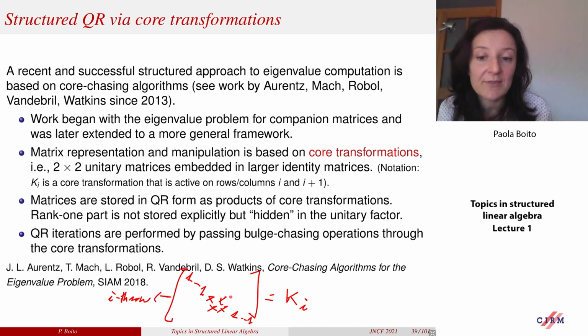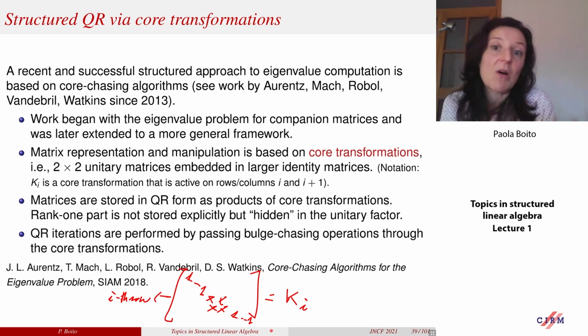Such a matrix is going to act on rows i and i+1 of a matrix if we multiply from the left, or columns i and i+1 if we multiply from the right.